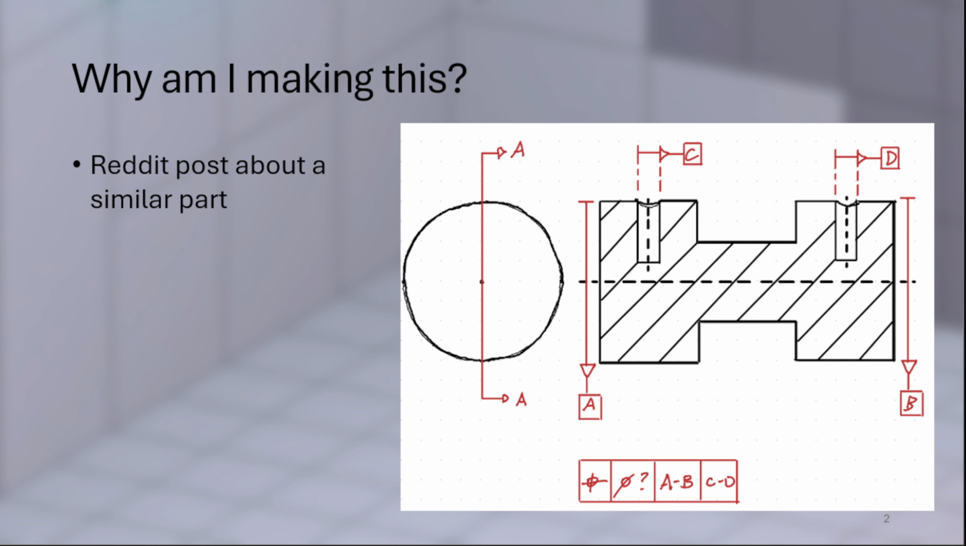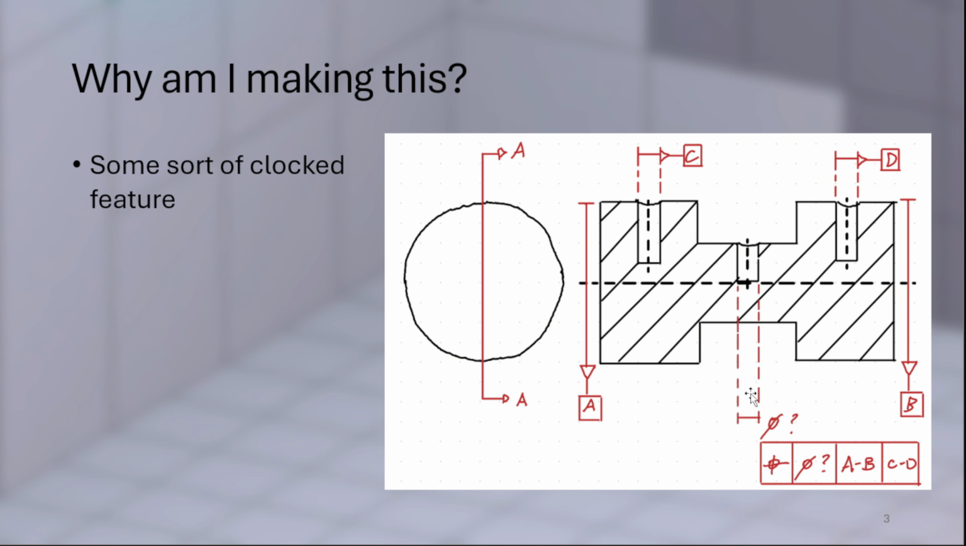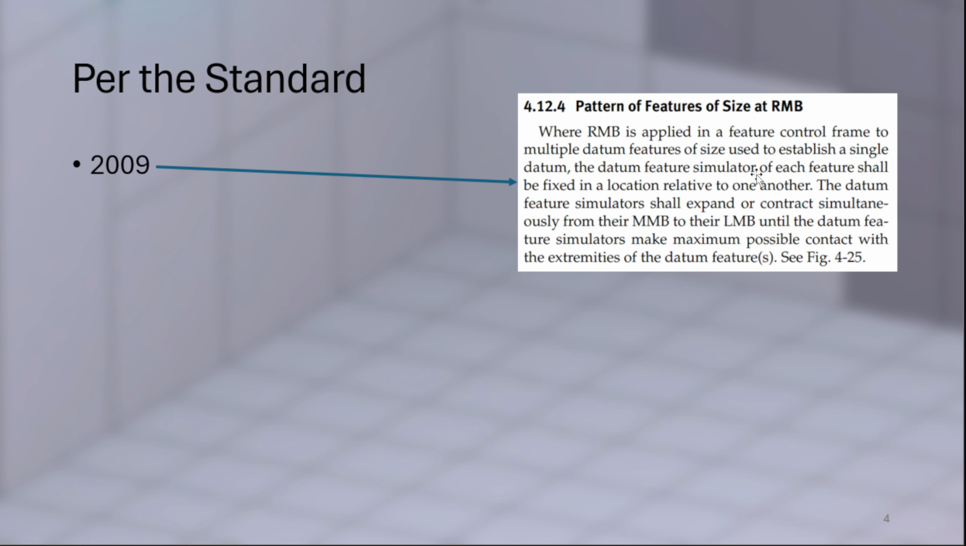Well, I saw a Reddit post a few months ago asking a question about a part similar to this, with a feature control frame that had A-B and then C-D as a secondary. They were asking, what does this actually mean? They didn't explicitly say it, but presumably this feature control frame was attached to a hole or a notch or some sort of feature that was being clocked relative to the C-D. So in this video, I'm going to go over what this actually would mean.